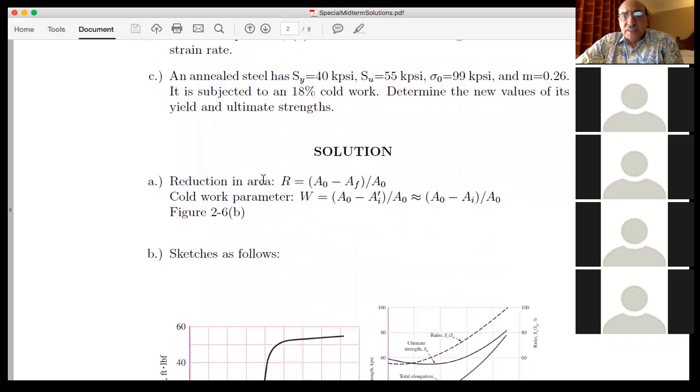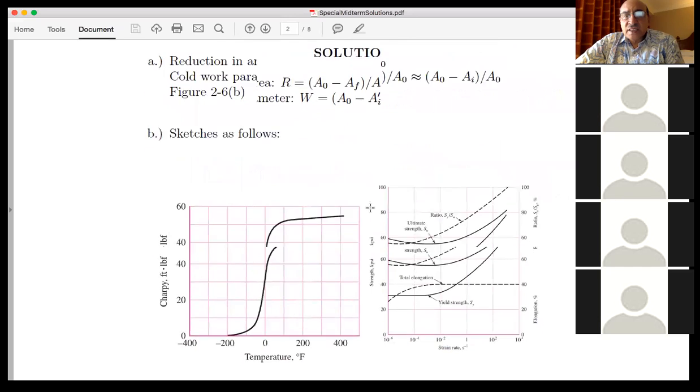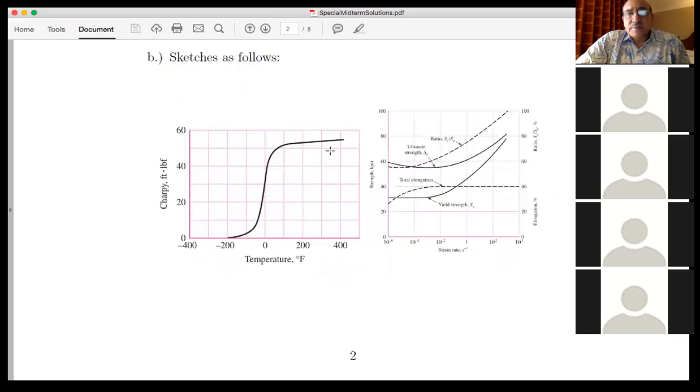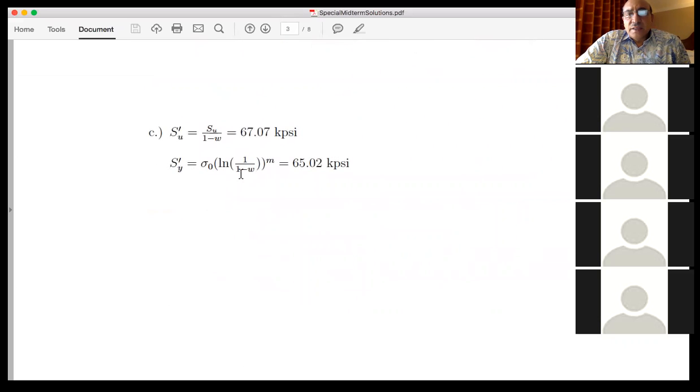So here you define the reduction in area, the cold work parameters. We have them in the notes. You do the sketches for the Charpy as a function of temperature, and the ultimate strength and the yield strength as a function of temperature. So this gives us a qualitative understanding of material properties and relationships from chapter 2. And then we use the ideas that we developed to find the new ultimate strength from the old one using the cold work, and the new yield strength from the old one using the cold work and the Ramberg-Osgood parameters, the sigma 0 and m.